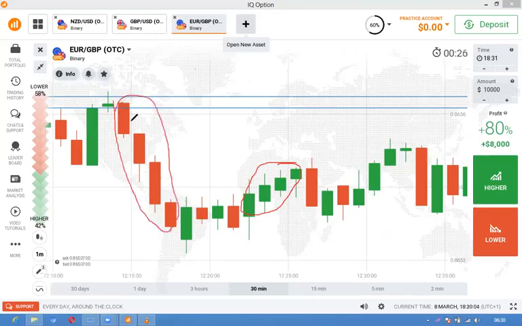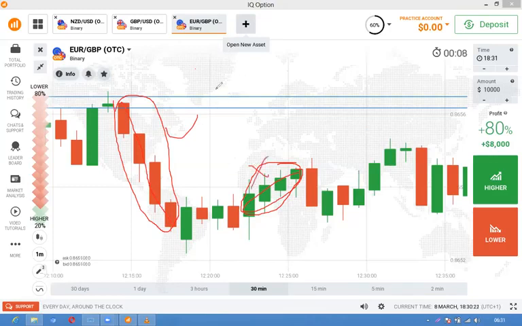Here we have a strong bearish candle, and here we have a very bullish candle again. But compare the strength of these candles to this one. That means the sellers here are very strong, but the buyers here are weak.